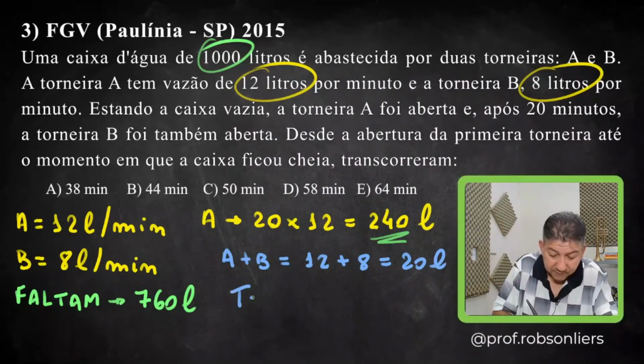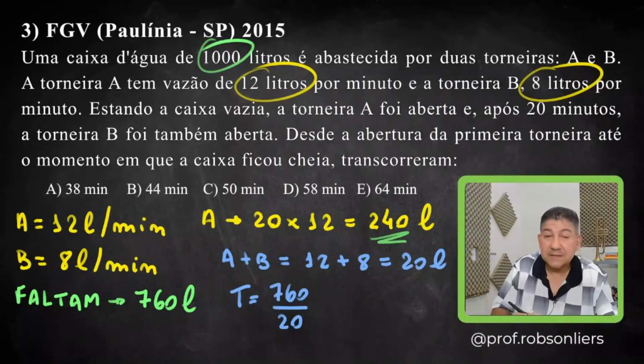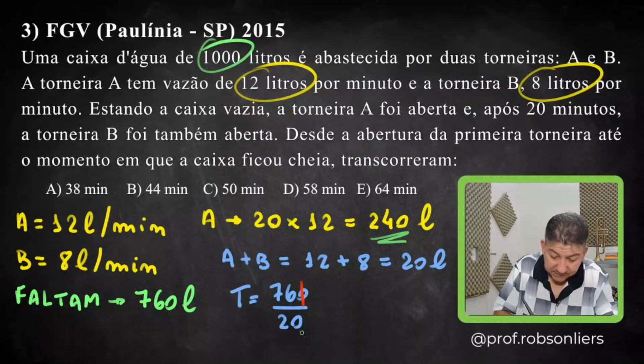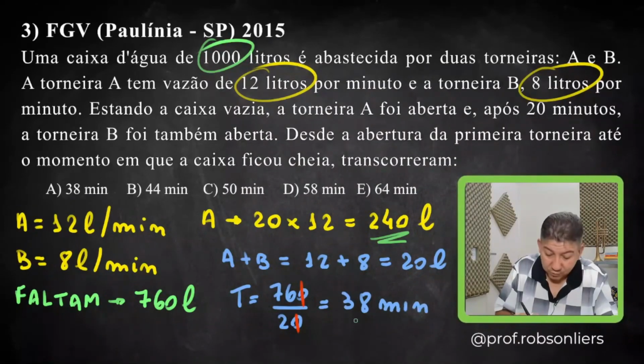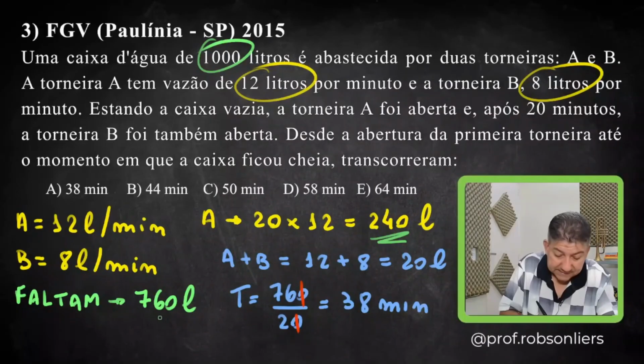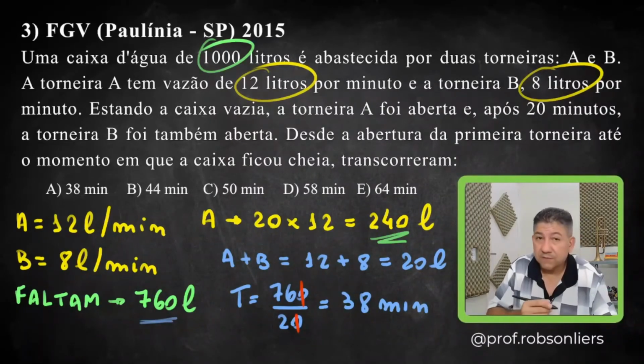so we just need to divide to find the time. It will be 760 liters divided by 20 liters per minute. Solving this division, we can cancel the 0 on top with the 0 on the bottom. So look, 76 divided by 2 equals 38 minutes. That's the time it took for both together to fill 760 liters, which was what was missing.